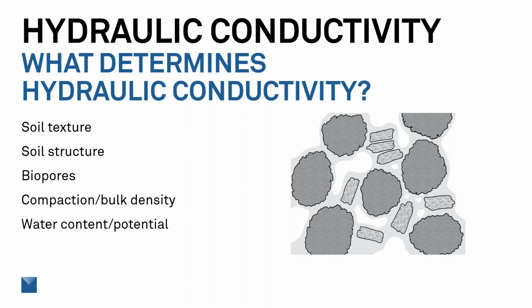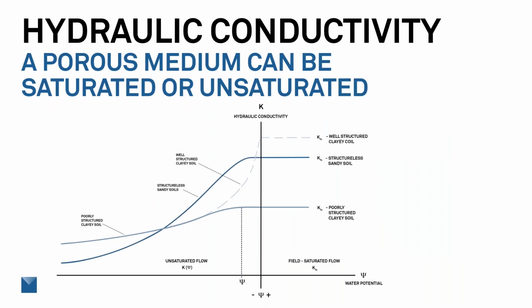So all of these things are pieces that you need to take into account when thinking about measuring hydraulic conductivity. And just to visualize this, we have a graph here showing the hydraulic conductivity changes of 3 different soil types: a well-structured clay soil, a structureless sandy soil, and a poorly structured clay soil.